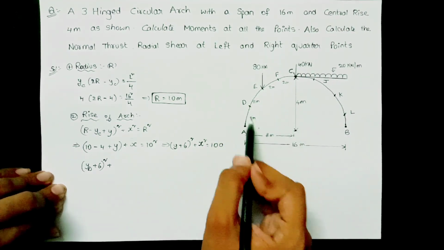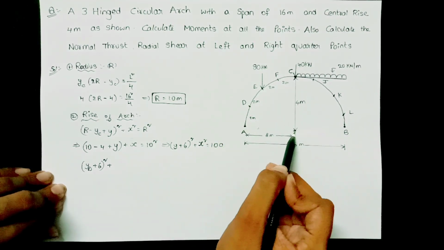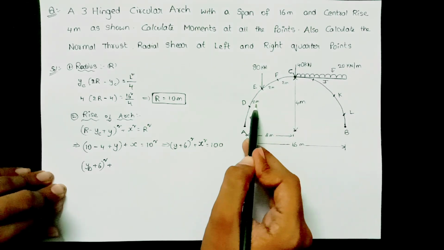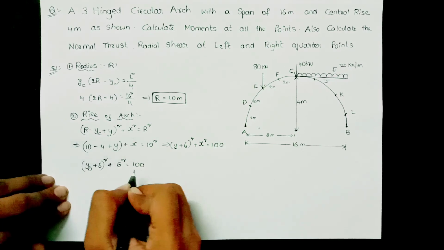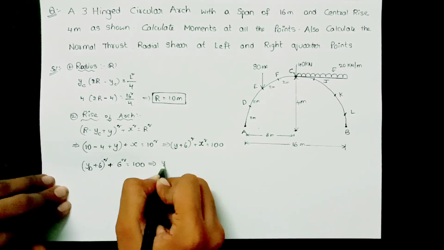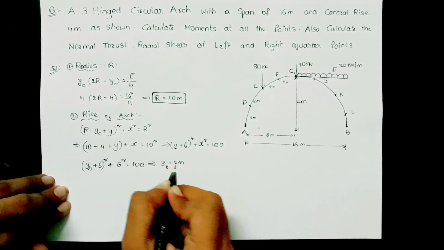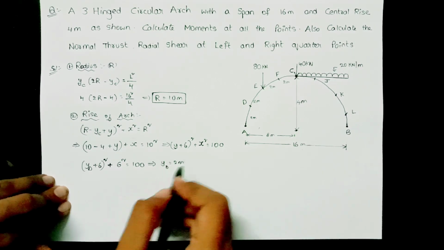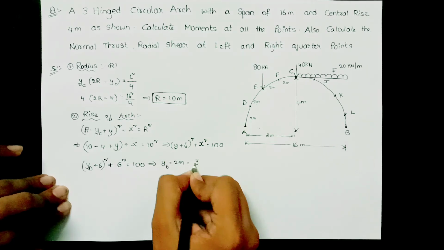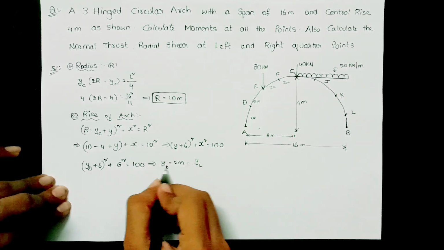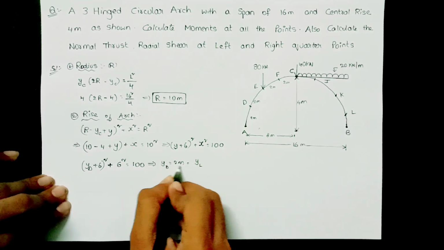Now we want the distance up to D from the center of the arch: 2 plus 2 plus 2, x equal to 6, square, equal to 100. On simplifying this, you will get yD equal to 2 meters. This yD, the rise at D, is equal to the rise at L. So by symmetry we can say that yD equals yL equals 2 meters.